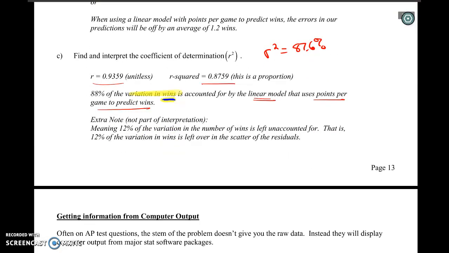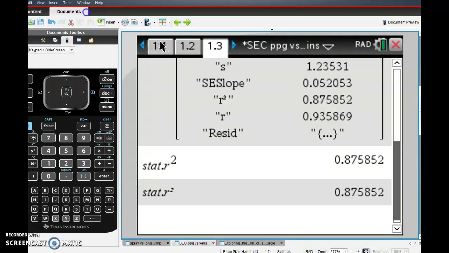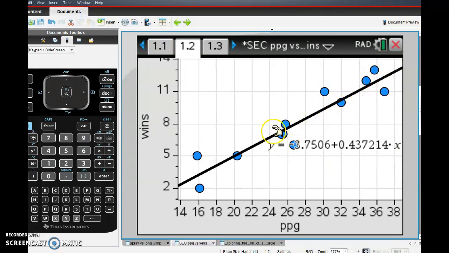Extra note, not part of the interpretation. Meaning, if 87.6% of the variability in wins is explained by the linear model, that means 12% of the variation is left over. That is, 12% of the variation is left over in the scatter plot of the residuals, meaning 12% of the variability is left over in some of these other variables. Who knows? The difference in offenses and defenses, the home field or away advantage or disadvantage, or coaching or day of the week, or whatever other variables there could possibly be.